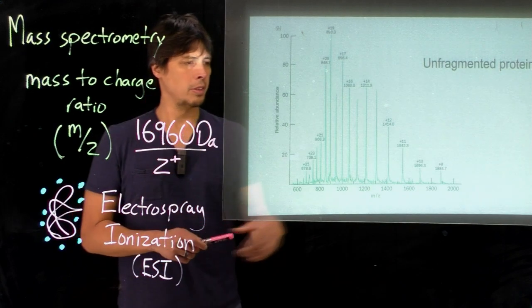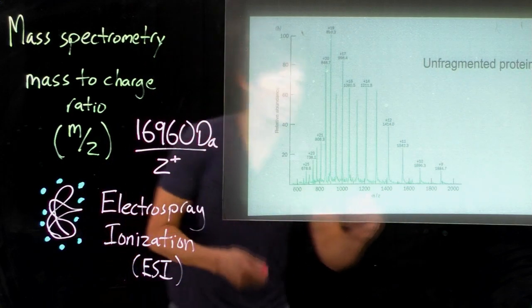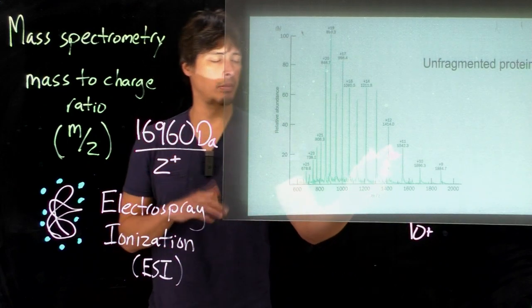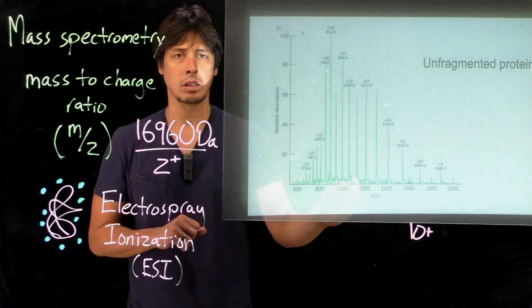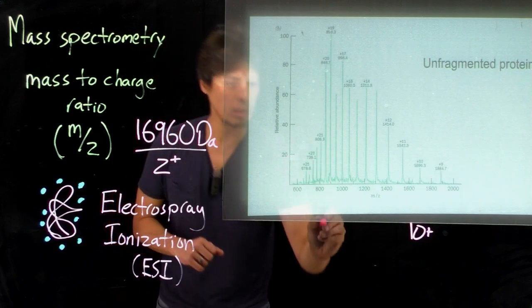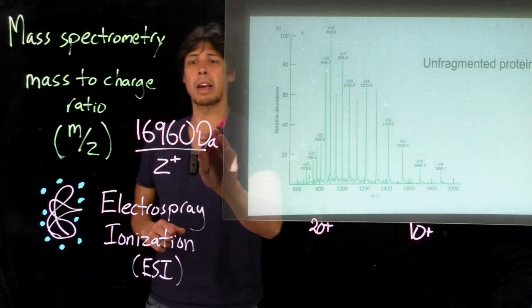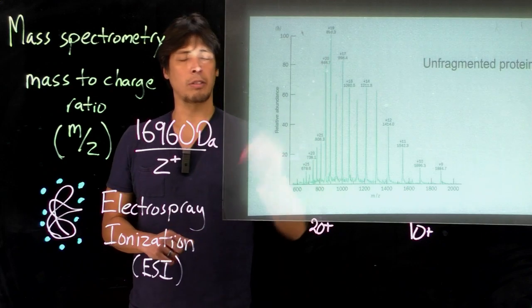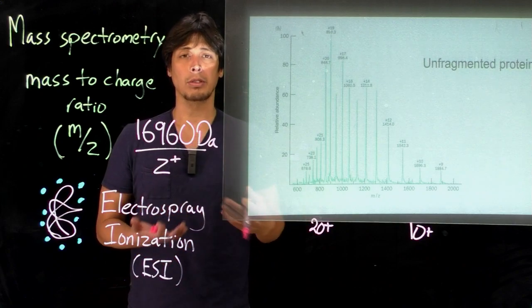For instance, the plus 10 peak is divided by 10, so the charge is 10, and we see a mass of 1,696.3. As another example, for charge 20 plus, the mass is divided by 20 instead, and we see a peak at 848.7. And then there are varying states. This is the same protein, just in different charge states.